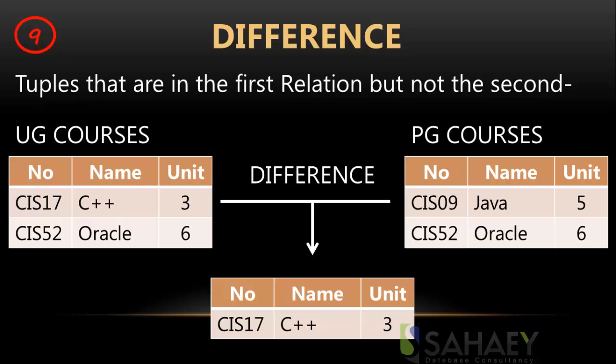The difference operation is applied to two relations. The resulting relation contains tuples that are in the first relation but not the second.